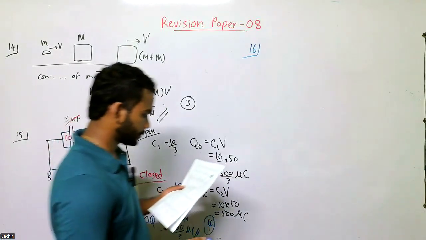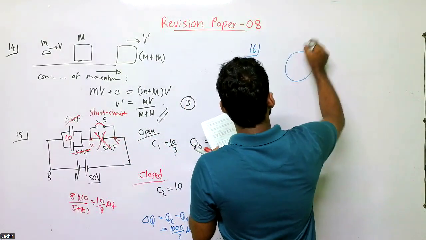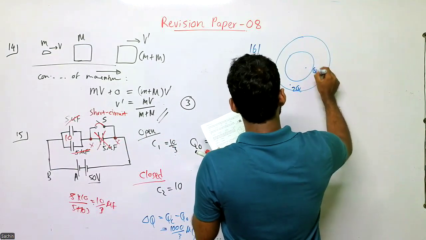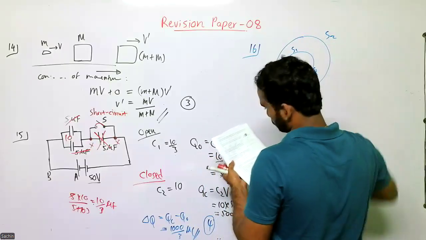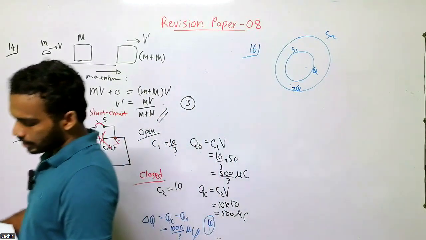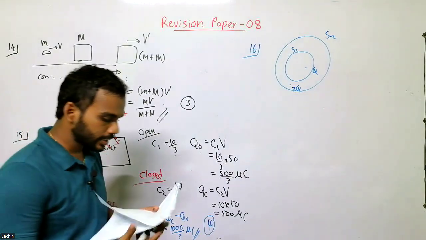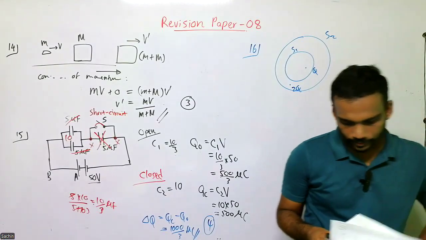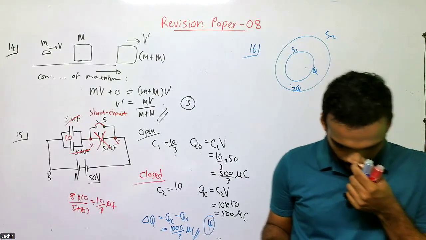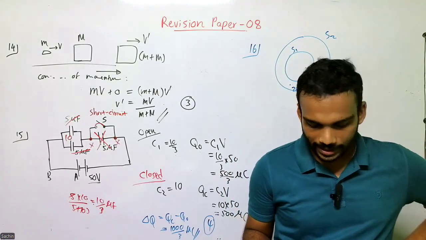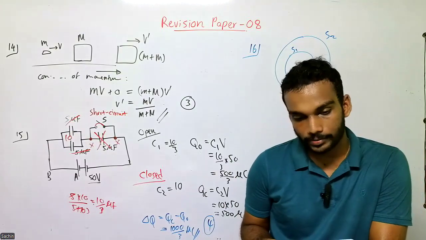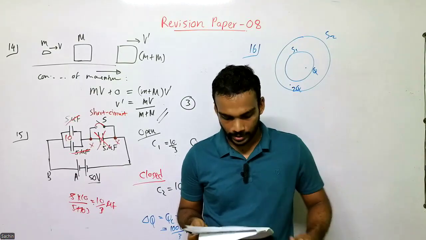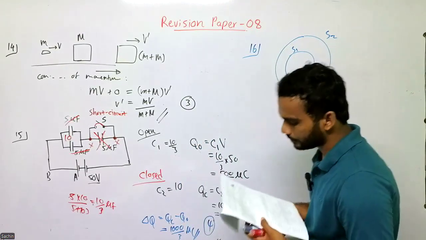Question number 16. S1 and S2 are two concentric shells containing charges Q and 2Q in free medium. The flux through S1 is phi1, the flux through S2 is phi2. Now a medium of permittivity constant 5 is inserted into S1. The flux through S1 is phi3. Find the relationship between phi1, phi2 and phi3.